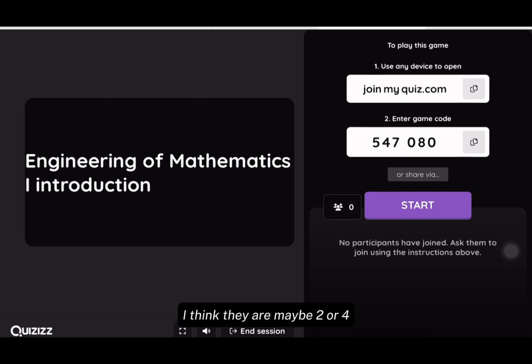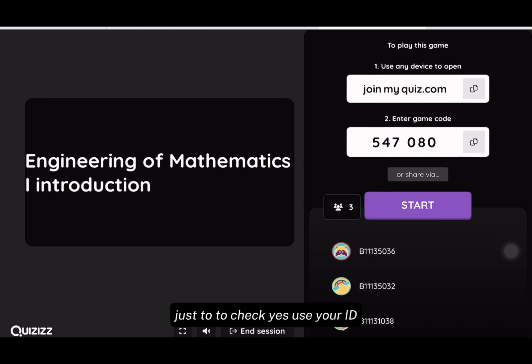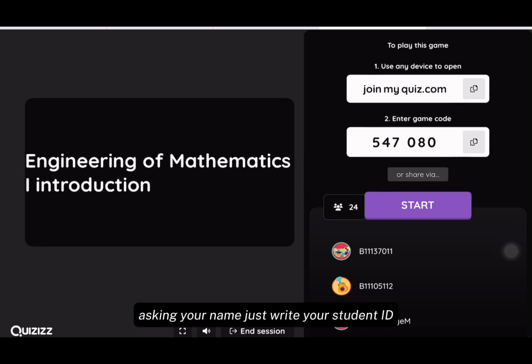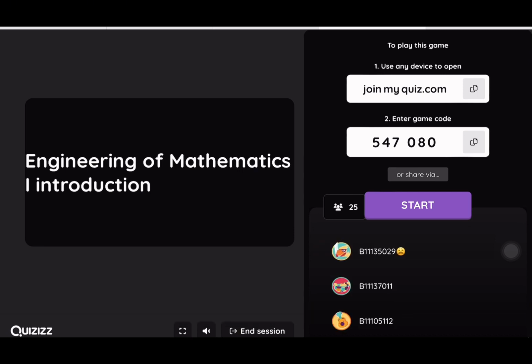I think there are maybe 3 or 4 really short questions, just to check whether you are able to. Yeah, just use your ID. Student ID. If it's asking your name, just write your student ID.